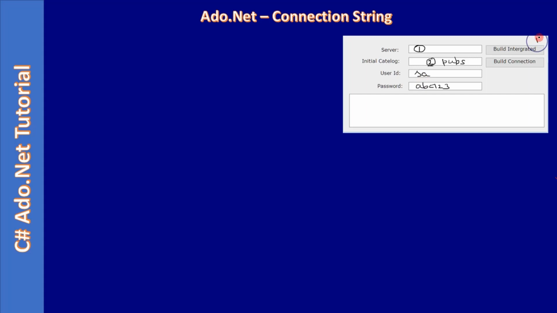One is build integrated. Build integrated will make use of your Windows user account and skips this SQL Server specific information. And the second button, build connection, will make use of SQL Server based connection. That means it will use all four components: server, initial catalog, and SQL Server specific username and password. Once a connection string is built, it will be shown here in the multi-line text box.